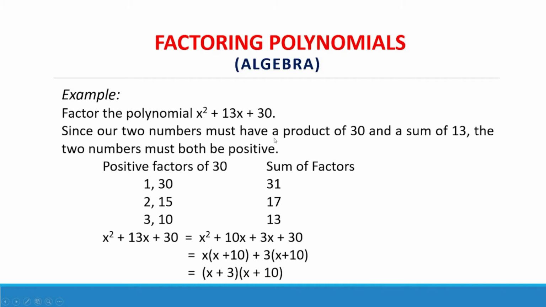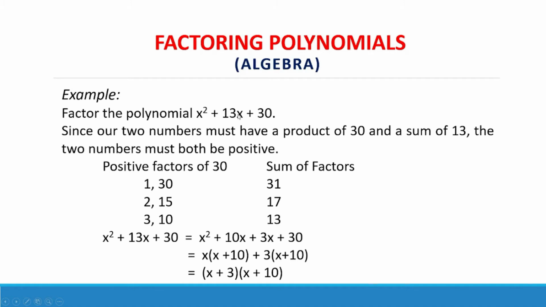So for example, factor the polynomial x squared plus 13x plus 30. Since our two numbers must have a product of 30 and a sum of 13, the two numbers must both be positive. So the positive factors of 30: the first is 1 and 30, so 1 times 30 is 30, and the sum of factors is 1 plus 30 or 31. Another positive factor for 30 is 2 times 15, and if we sum up, it is 2 plus 15 or 17. Another factor is 3 times 10, which is equivalent to 30, and the sum of factors is 13.